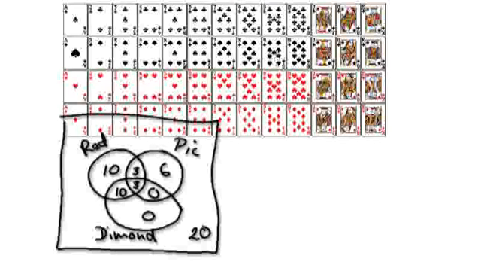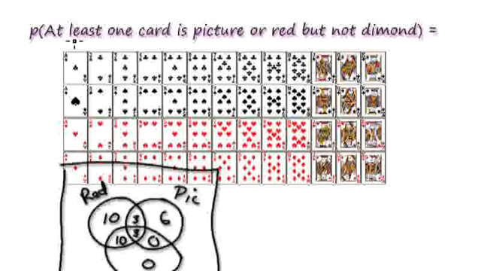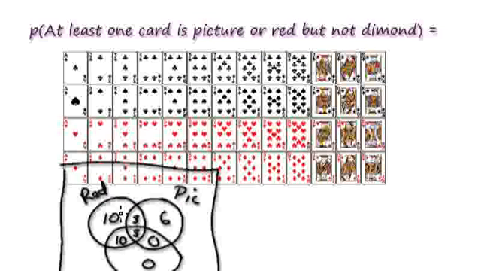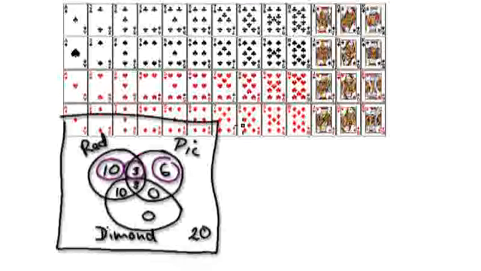Now, once you've got your Venn diagram, analyze the question. We need at least one card. Well, we need picture or red. Picture or red would be all these here, but not diamond, not diamond. So you've got to delete the diamond part. The diamond part would be these here. So basically, all that you're interested in would be this and this, because you don't want diamond. So now we are only interested in these 3 segments here.